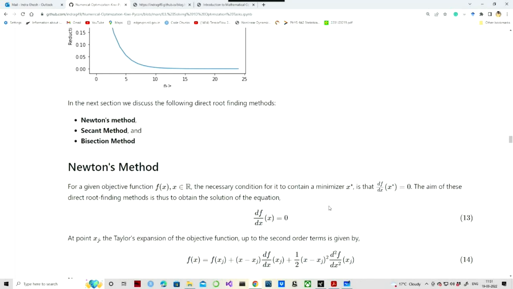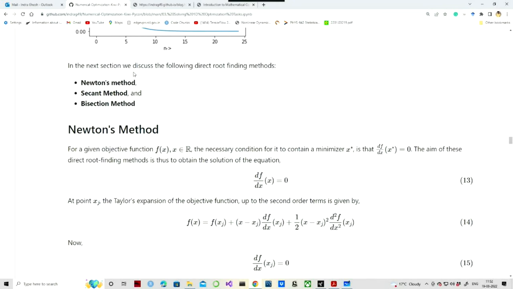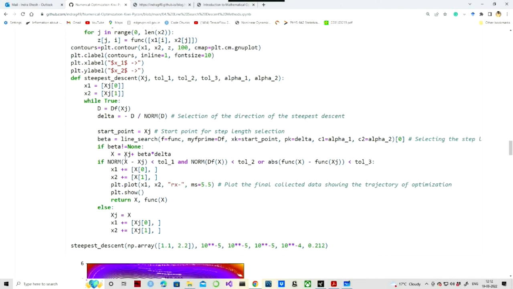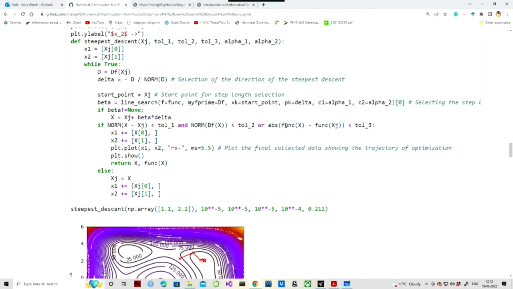So the first one is the three tolerances, because if you look into this line, the norm of x minus xj should be less than tolerance one. So you can use any of the combinations. I have used and, or. So either if this condition is satisfied, or the combination of these two conditions are satisfied, you will reach the termination point. But you can use all and, or, all or. That means if one of them is satisfied, then your algorithm will stop. It depends on how you want to work with it.